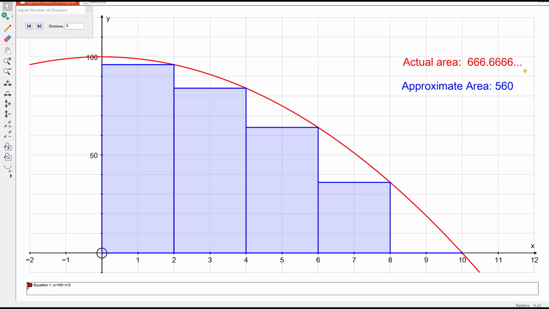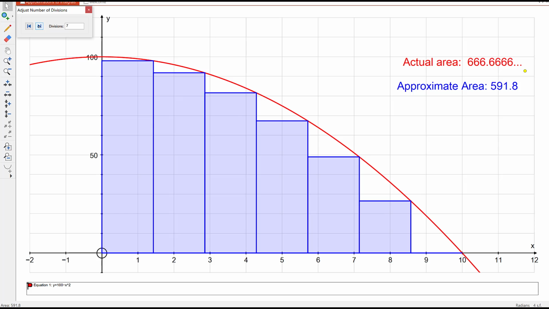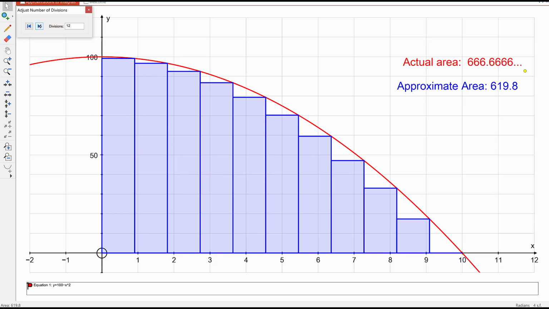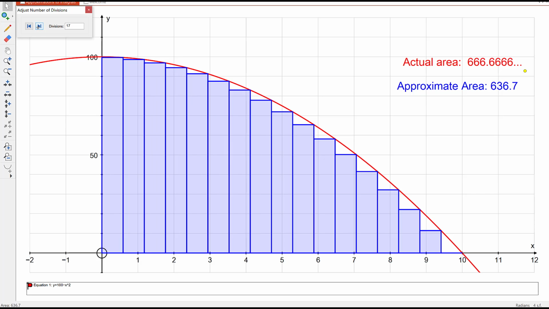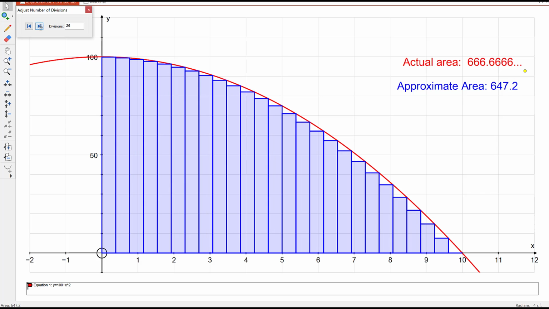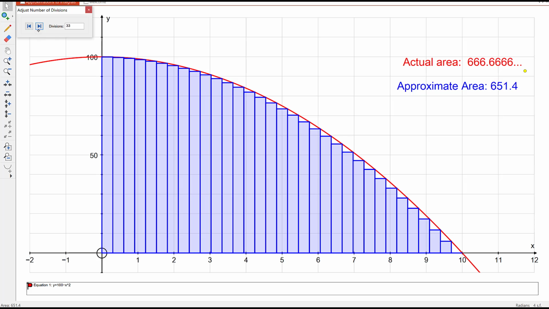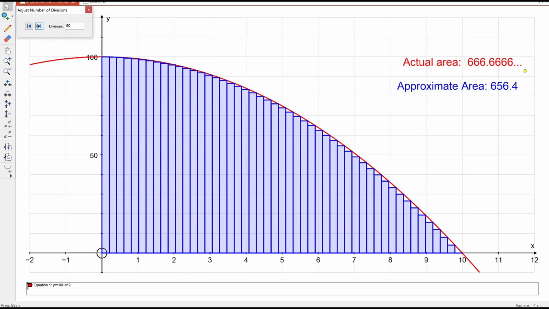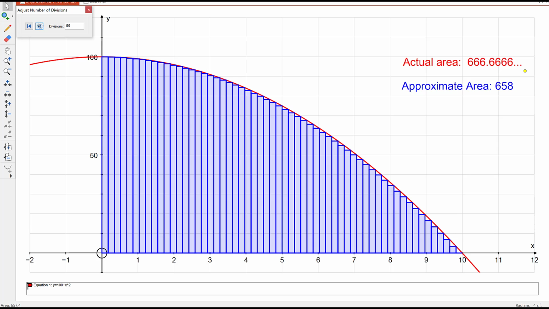So obviously if we wanted to improve our approximation, the key thing that we can do is to increase the number of intervals. The more intervals we use, the narrower each of the rectangles are, and hence the closer and closer we are able to get to the exact area.